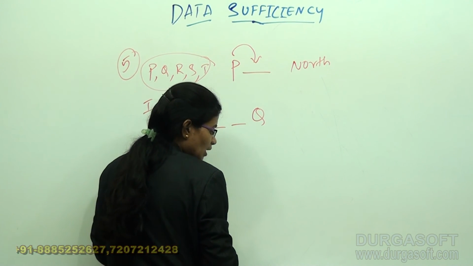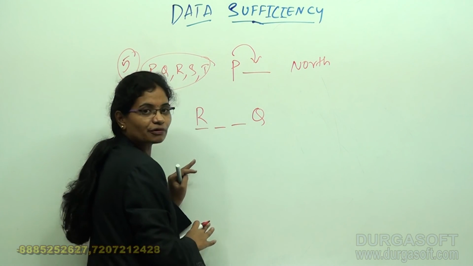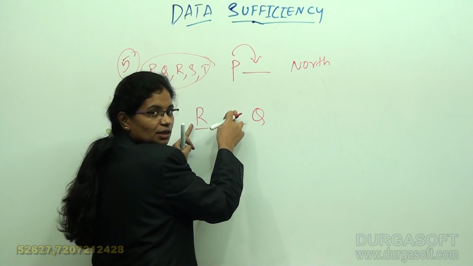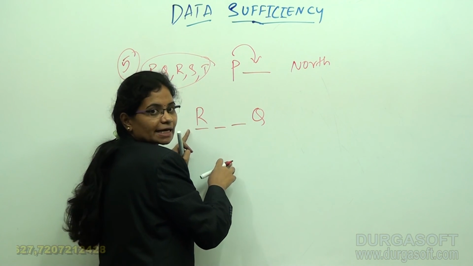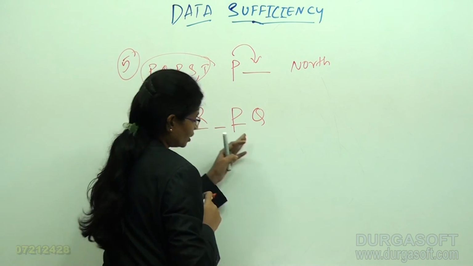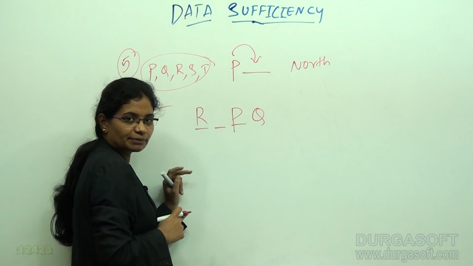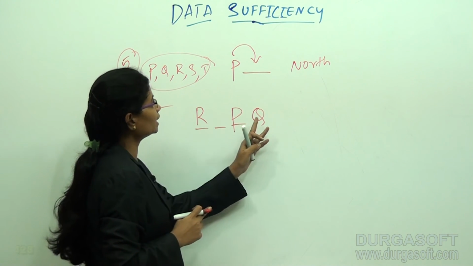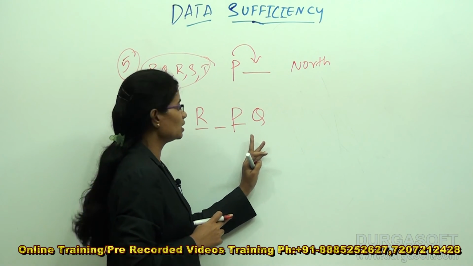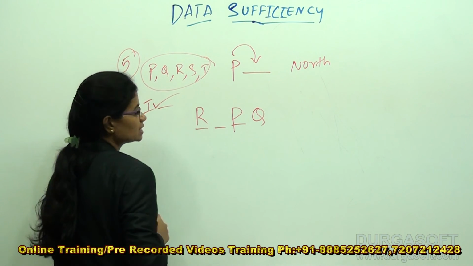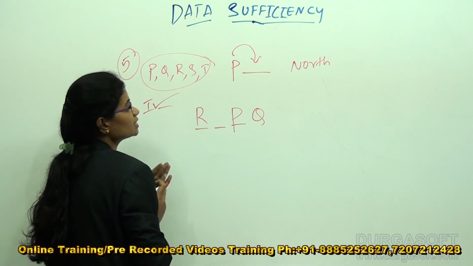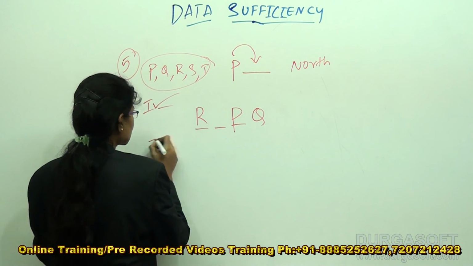And P is second to the right of R. To the right of R, in the sense this side, P is second. That means P will be coming in this place, right? So this is the first statement. From the first statement, I clearly know that Q is the immediate right person to P. So the first statement alone is sufficient for me, but as it is data sufficiency, I have to go for the second statement too.